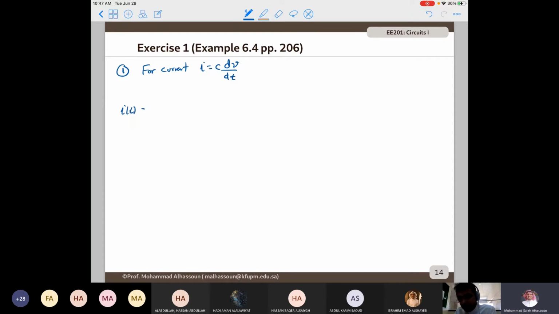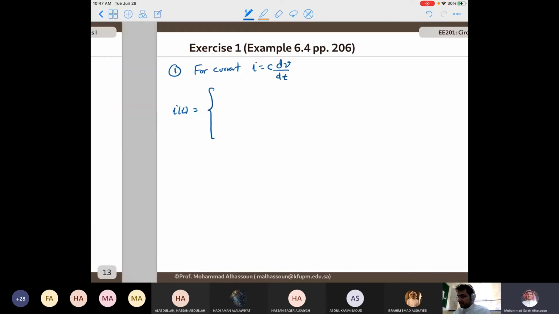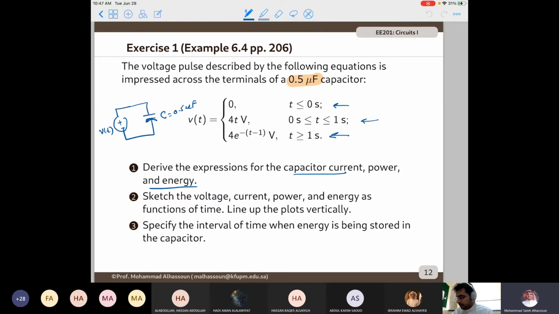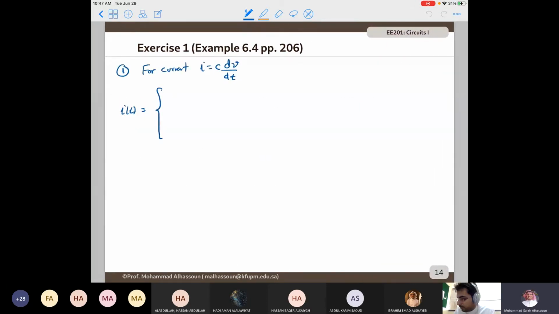Okay, let's see, Rahim? In the first interval, since the voltage is 0, then the current is 0. The second interval, it will be 0.5 microfarad times 4, which is 2 microamps. The third interval, you need to do some sort of a derivative, so I'm not expecting you to do it now. So we just write the answer.